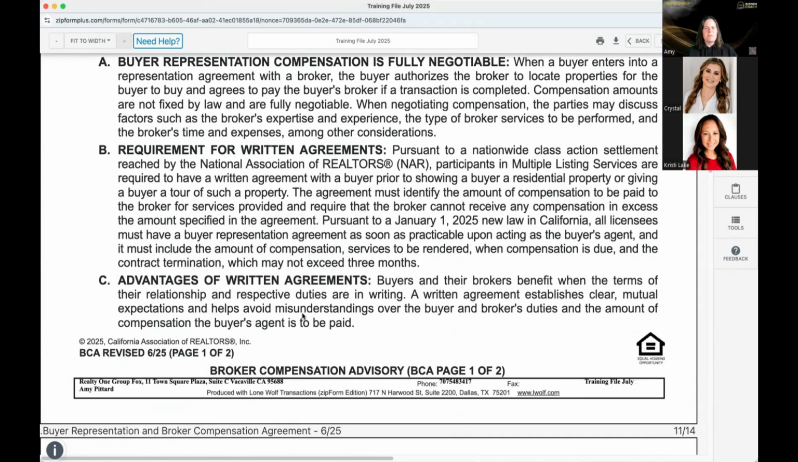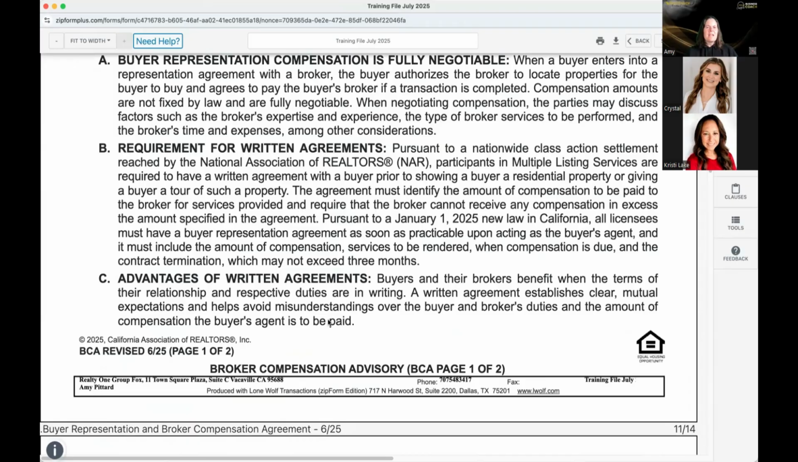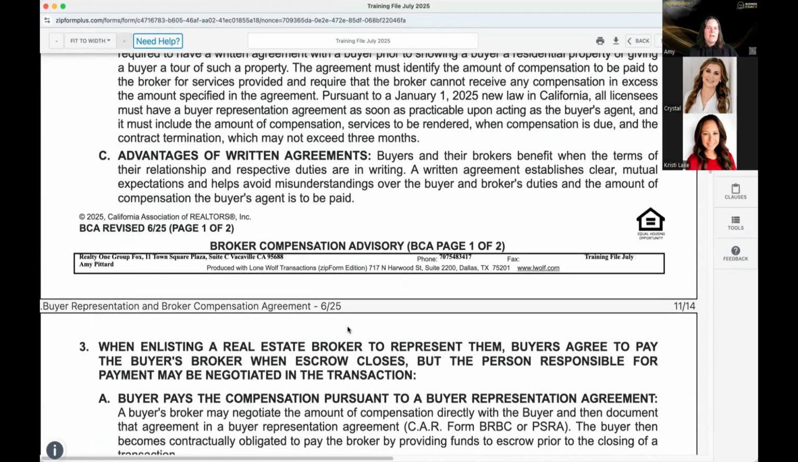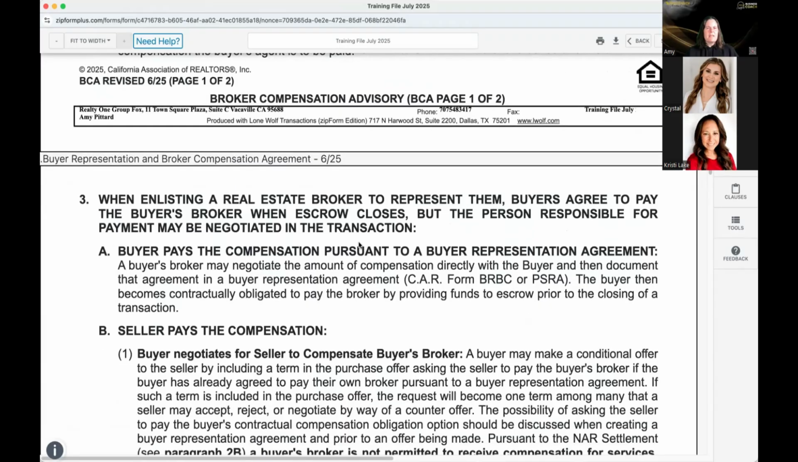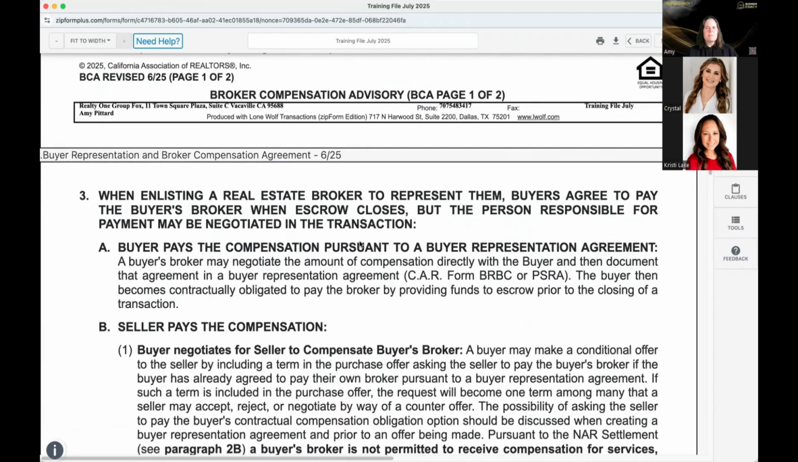Buyers and their brokers benefit when the terms of the relationship and the respective duties are in writing. It establishes clear mutual expectations and helps avoid misunderstandings over the buyer and broker's duties and the amount of compensation the buyer's agent is to be paid. 3 is when enlisting a real estate broker to represent them, buyers agree to pay the buyer's broker when escrow closes, but the person responsible for payment may be negotiated in the transaction, right? We can negotiate that with the seller to pay the compensation on the buyer's behalf.